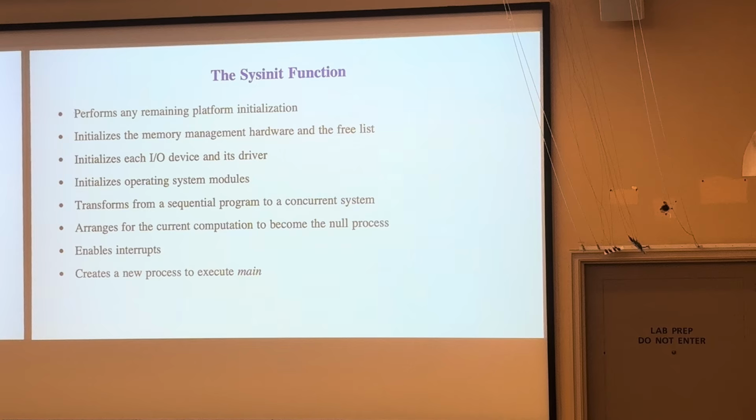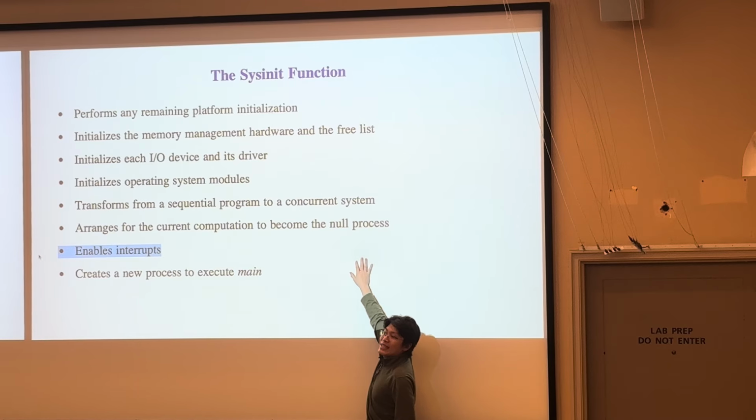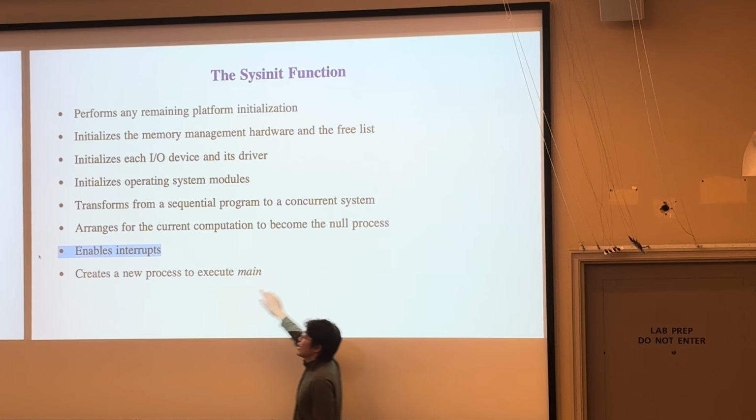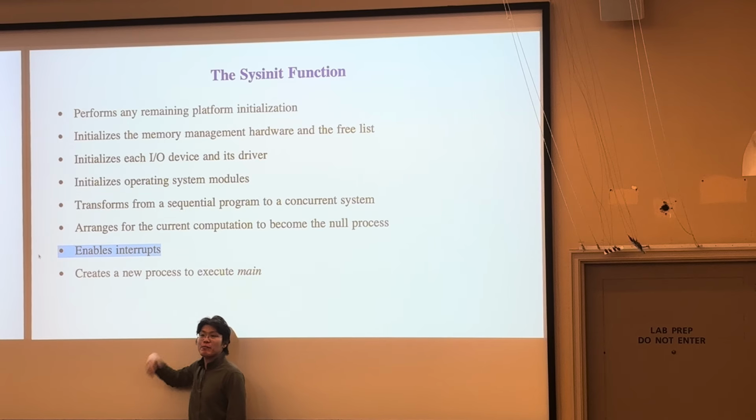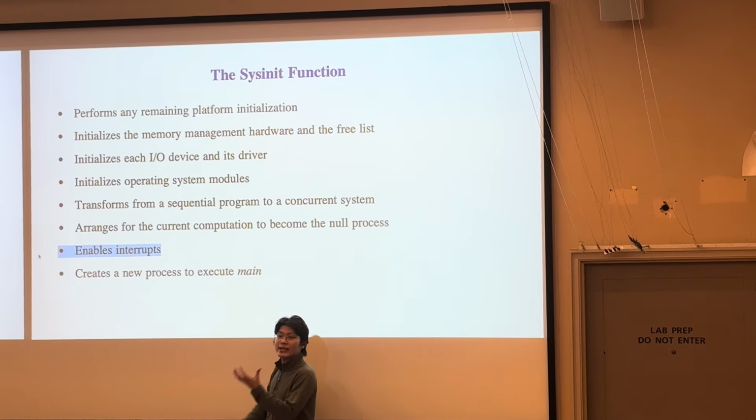So we also explain this. The sysinit function also initializes the memory management hardware and the free memory list, I/O devices, the OS modules, and arranges for the current computation to be the null process, and then enables interrupts. This is the step that transformed the OS to a concurrent system, and after that we enable interrupts. This is when the timer interrupt is able to interrupt and invoke the scheduler, and after that you can start doing context switches.